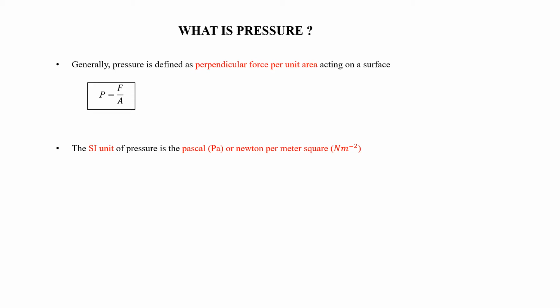This is because pressure equal to perpendicular force. The SI unit of force is Newton. Per area, the SI unit of area is meter square. So, we can get Newton per meter square. Actually, 1 Pascal equal to 1 Newton per meter square.